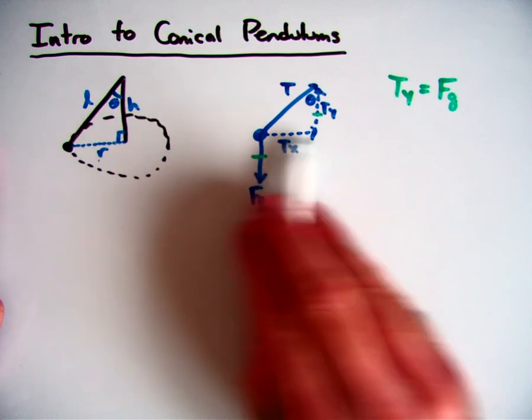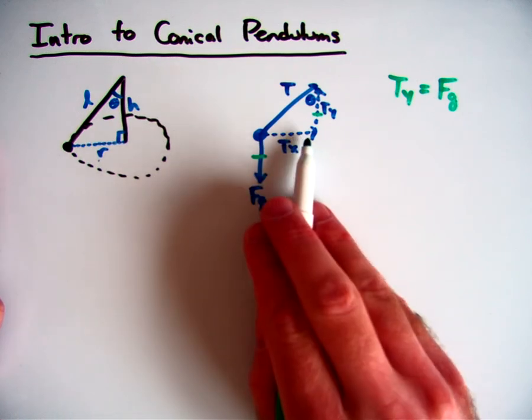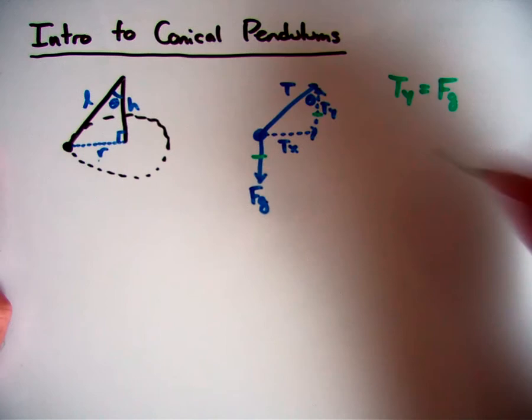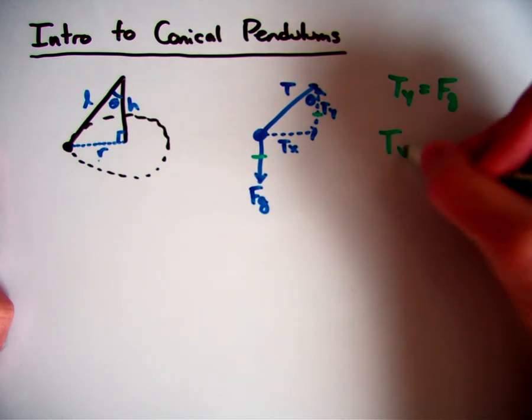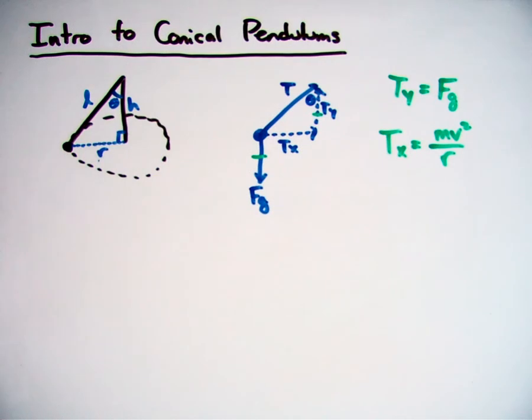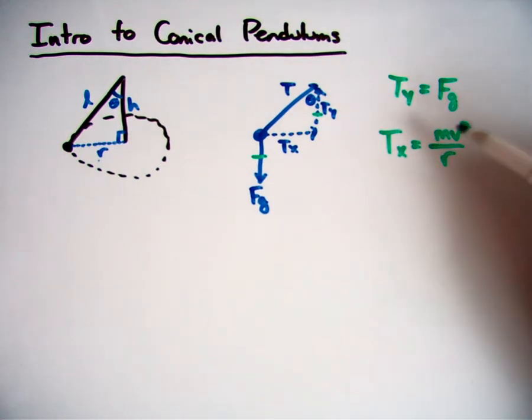Also, we know that the x component of tension, since it's moving in a horizontal circle, is going to be our inward force. So the x component of tension is the agent of our centripetal force, which means that the x component is equal to mv squared over r. So that's also going to be helpful if we're looking for mass, velocity, or radius.